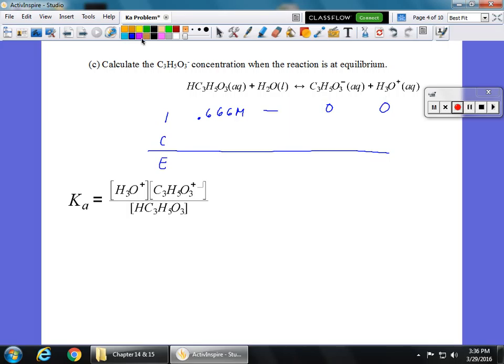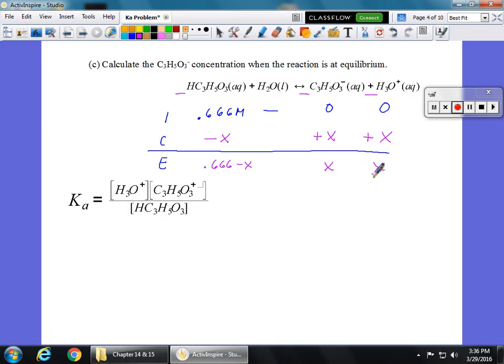We are going to put in the change. Obviously, this is going to shift to make some of the reactants at equilibrium. So the acid is going to go down. Some of it's going to react with the water. And looking at the 1:1:1 ratio, if the acid goes down by X, the conjugate base must go up by X, as will the hydronium ion. So we're going to say that this is 0.666 minus X, X, and X.